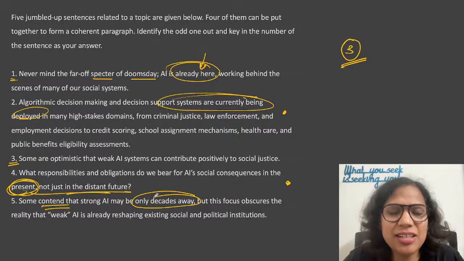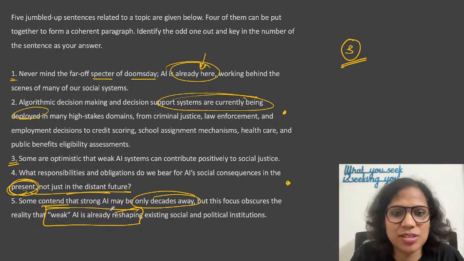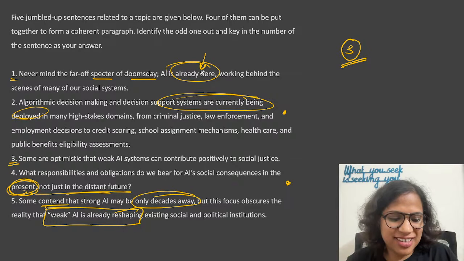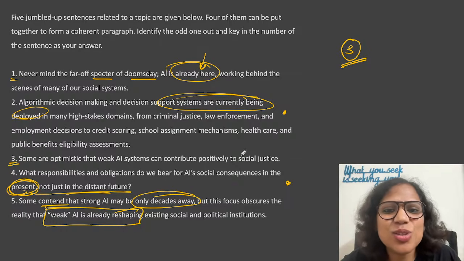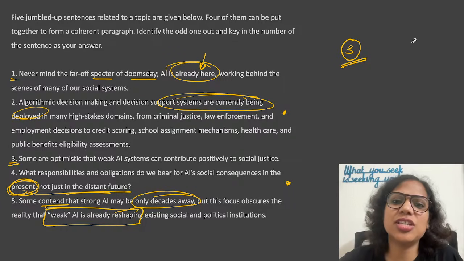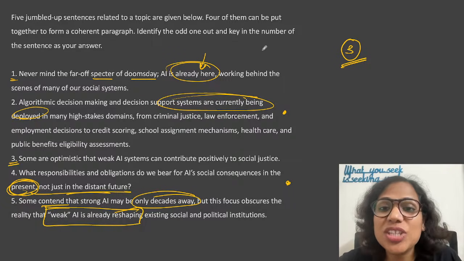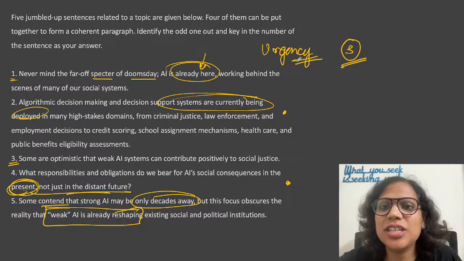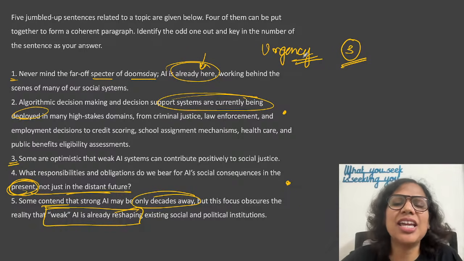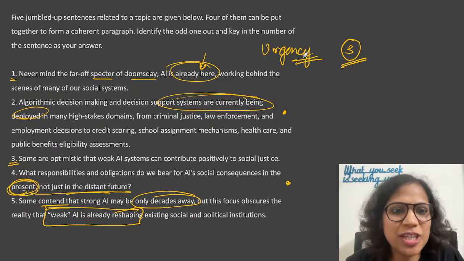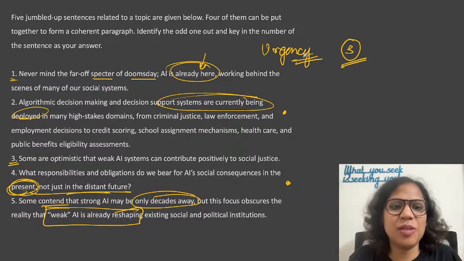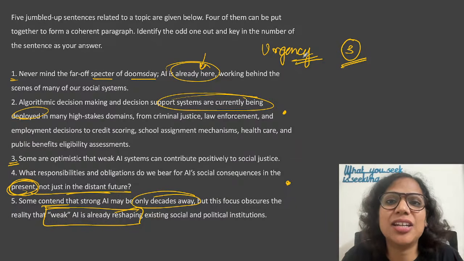Some argue that it may be only decades away, but this focus obscures the reality that weak AI is already reshaping. अभी कर रही है वो हमारी societal political institutions को. Today it is reshaping them. So the point here is that this is not about whether they can contribute to social justice or not. The point, there is an urgency to this paragraph. The author is saying AI is here, AI is affecting us, AI is being utilized here. So now let's reflect हमारी क्या responsibilities and obligations हैं for all these consequences happening right now.